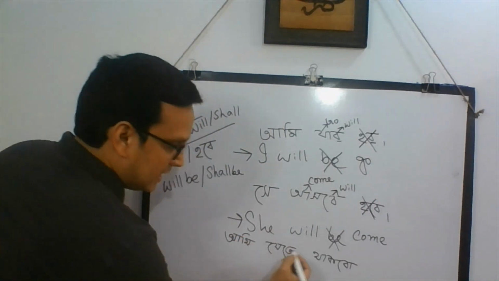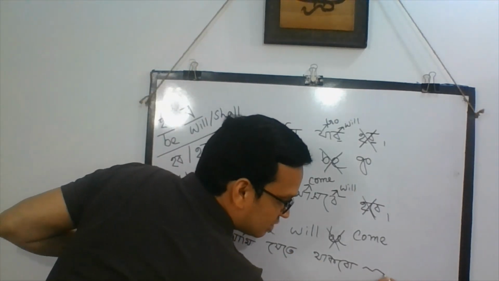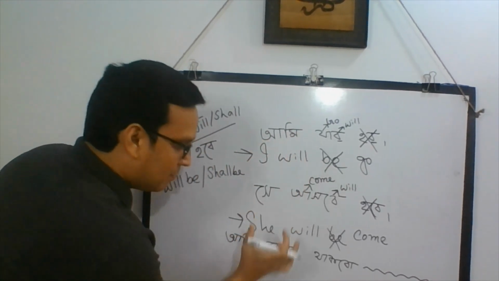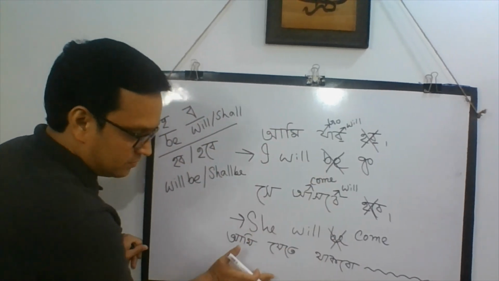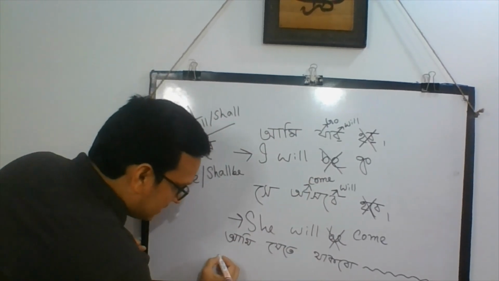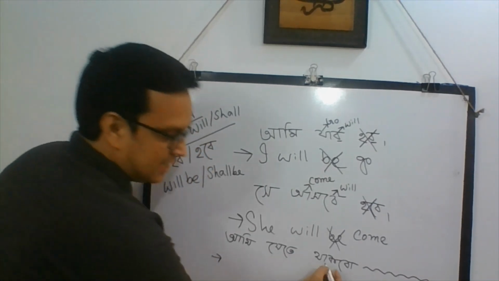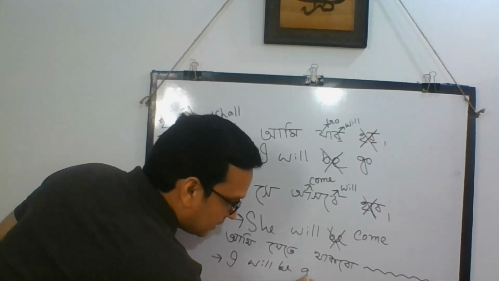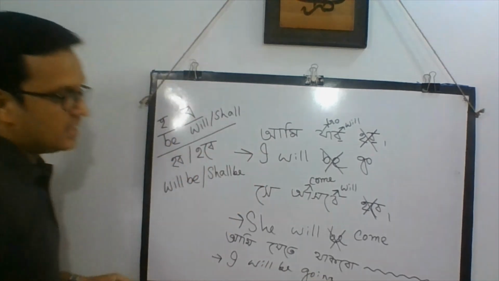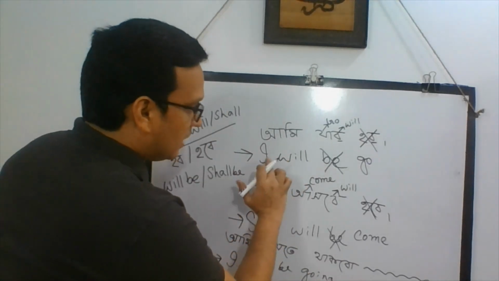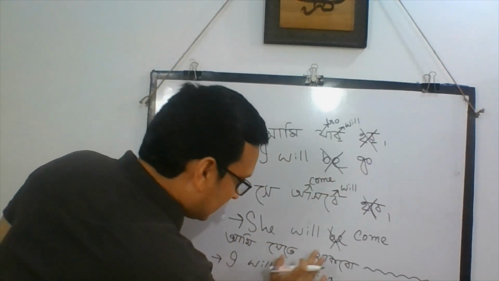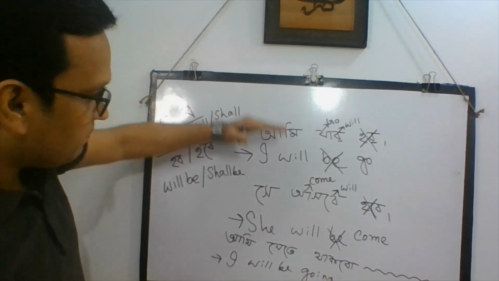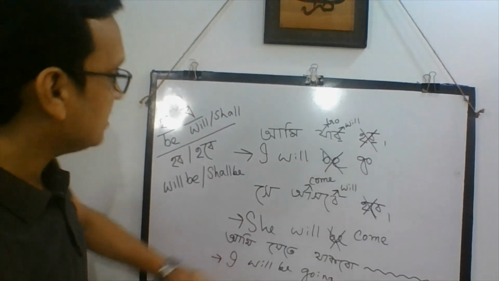So ami jete thakbo, that means language has a rhythm, a tuning. See, understand the difference between ami jabo and ami jete thakbo. Ami jete thakbo, now we can be sure that it is continuous, so I will be going. Ami jabo, I will go. Ami jete thakbo, I will be going. You get the difference? This is the way.